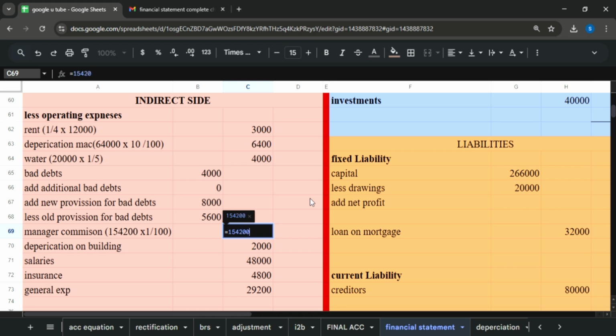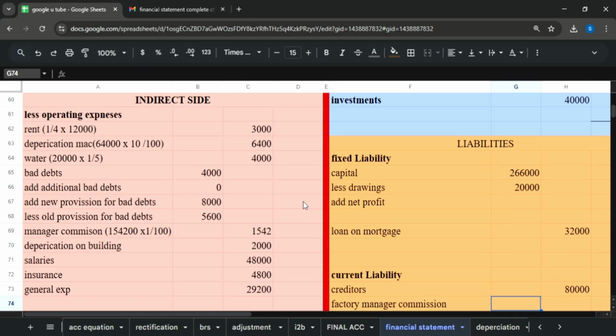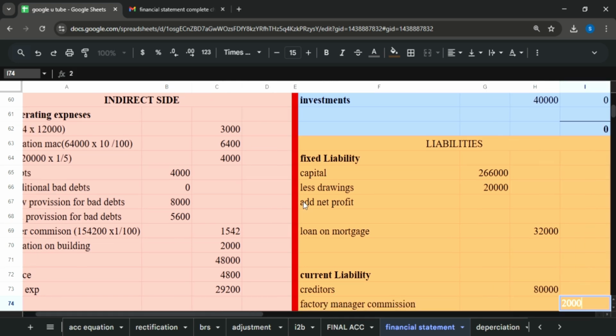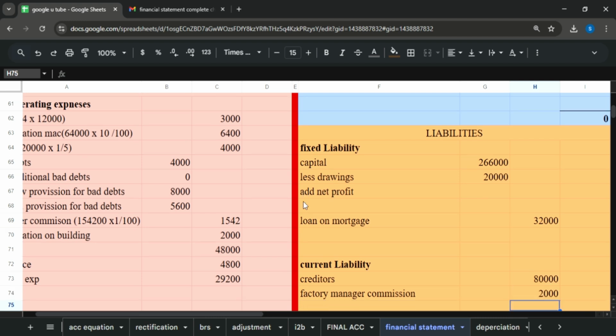154,200 was gross profit, multiply by 1 divided by 100 is manager's commission, and this manager commission was not mentioned in trial balance, so you are going to write it on liability side because it's still payable, amount of which was 2,000. Write down the amount. So factory manager commission is also written.